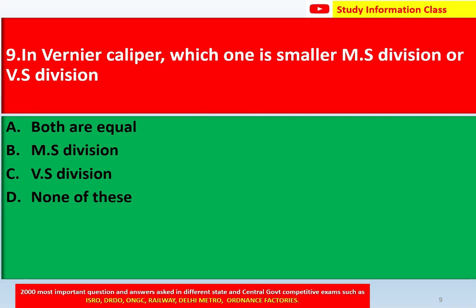In vernier caliper, which one is smaller, MS division or VS division? Option: both are equal, MS division, VS division, none of this. The correct answer is VS division.